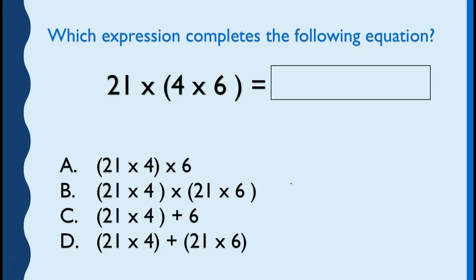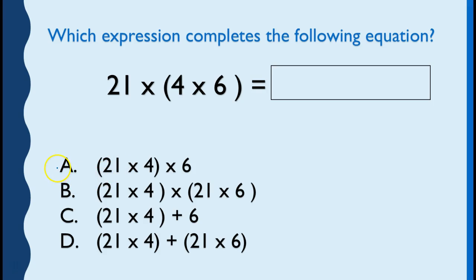All right, so you may see a question similar to this on the SOL. What expression completes the following equation? So we know here's an equal sign, so whatever is on this side must equal this side. So we have to look really carefully at our choices. So this says 21 times 4 times 6, and the parentheses are around the 4 and the 6.